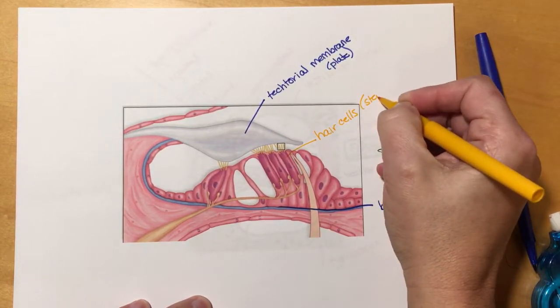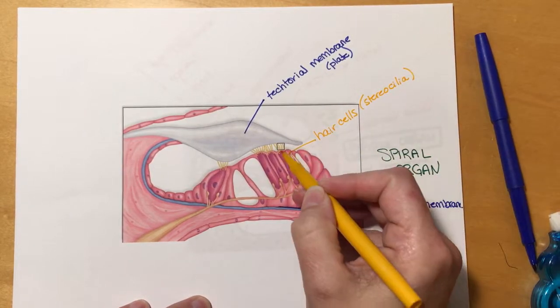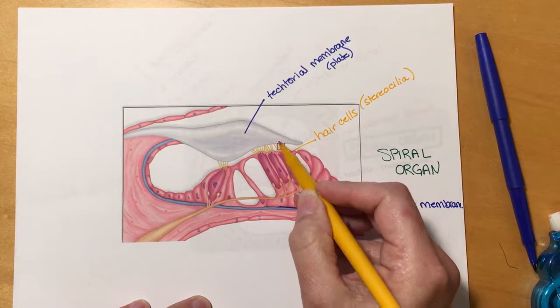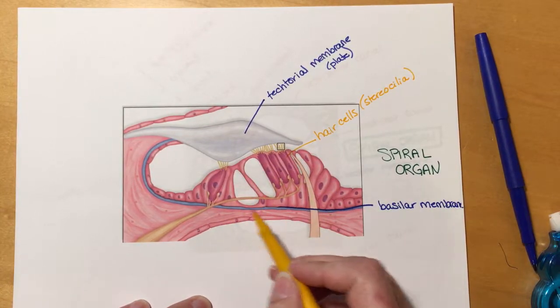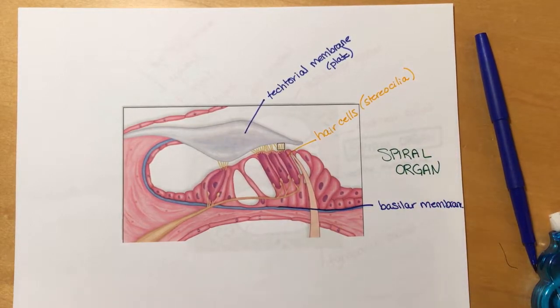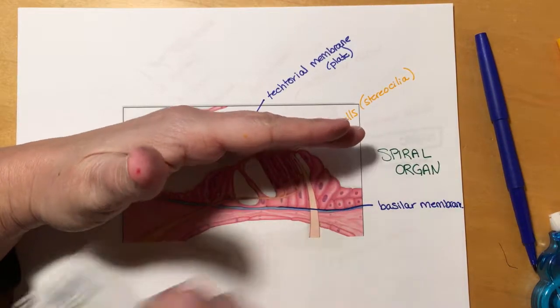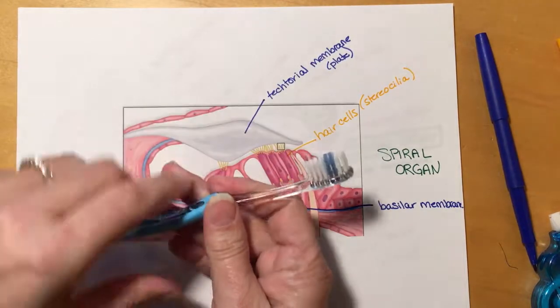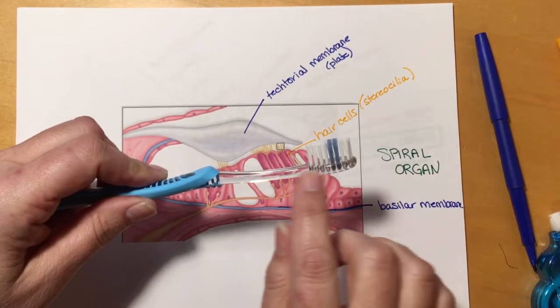Sometimes people will call them stereocilia. So these cilia are sticking up, attached to the spiral organ that's sitting on the basilar membrane. And as the basilar membrane moves up and down, the tectorial membrane does not. So you can almost imagine this. I'm going to use a toothbrush to make my point. Here is the basilar membrane.